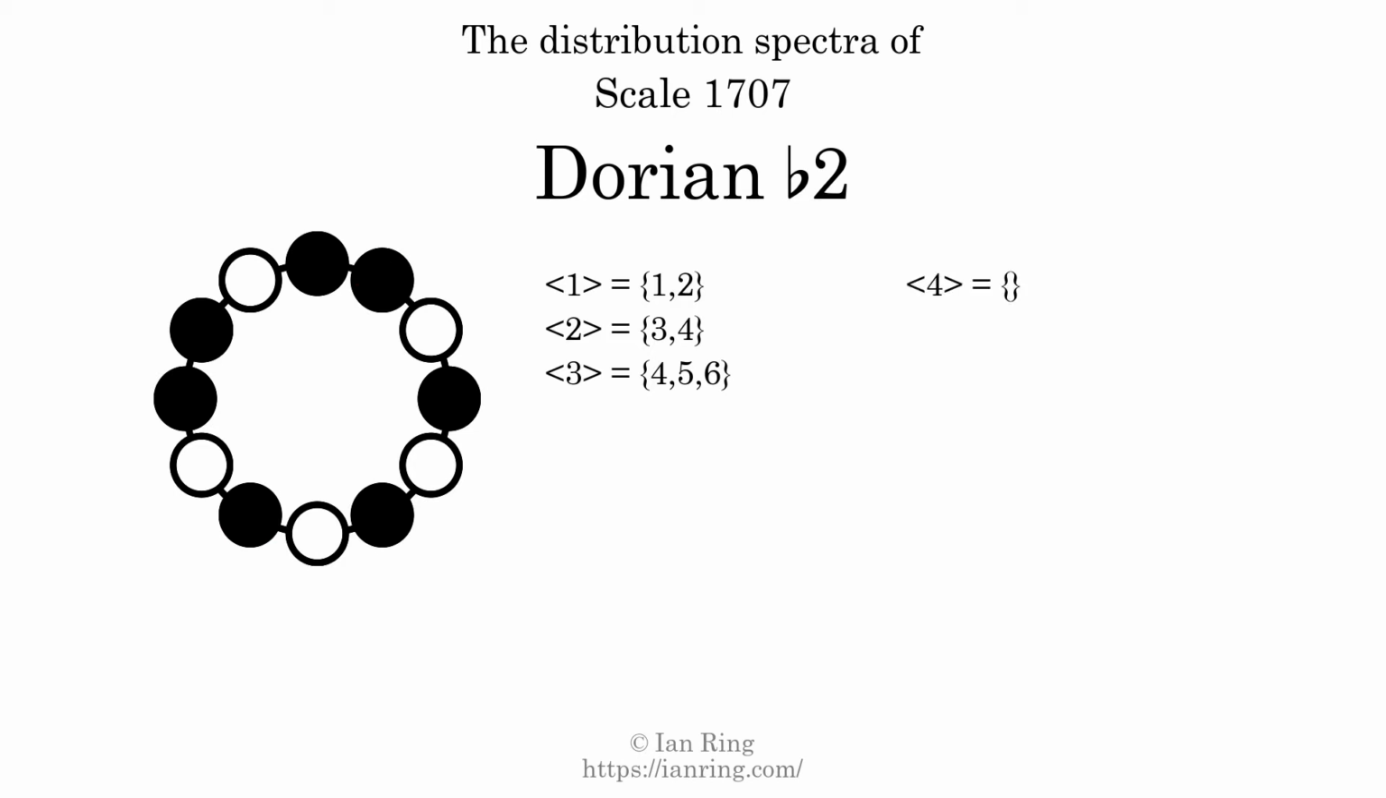The generic interval of 4 scale steps comes in 3 different specific interval sizes. 6 semitones, 7 semitones, and 8 semitones. The spectrum width of this generic interval is 2. The generic interval of 5 scale steps comes in 2 different specific interval sizes. 8 semitones and 9 semitones. The spectrum width of this generic interval is 1.